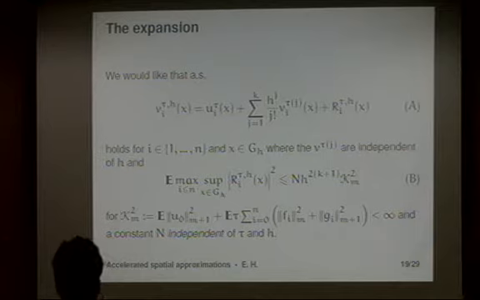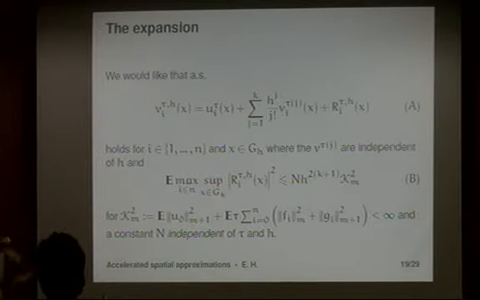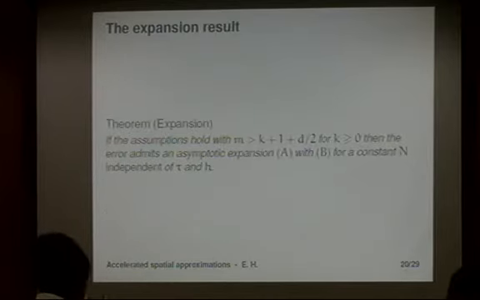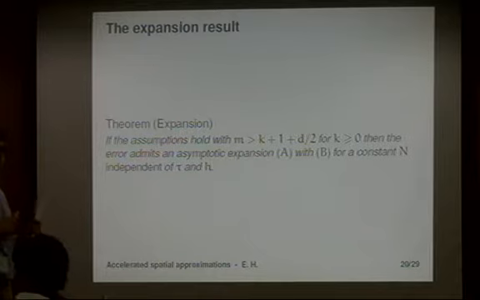Namely, we assume something about the supremum over the time grid and the space grid. So we then have the following: if the assumptions hold with m bigger than k plus 1 plus d over 2 for some positive k, then the error does admit such an asymptotic expansion in the mesh size h.